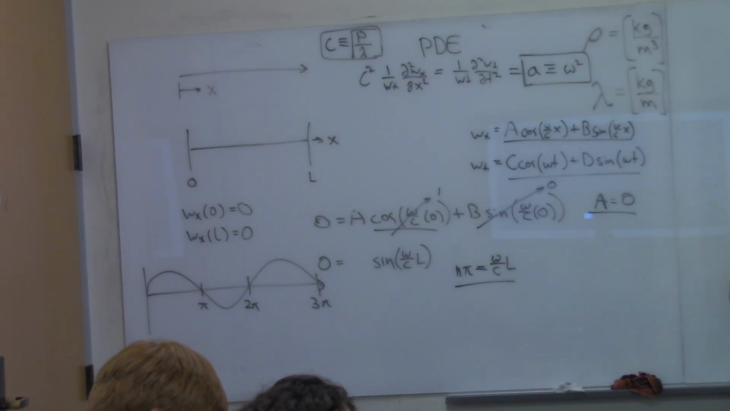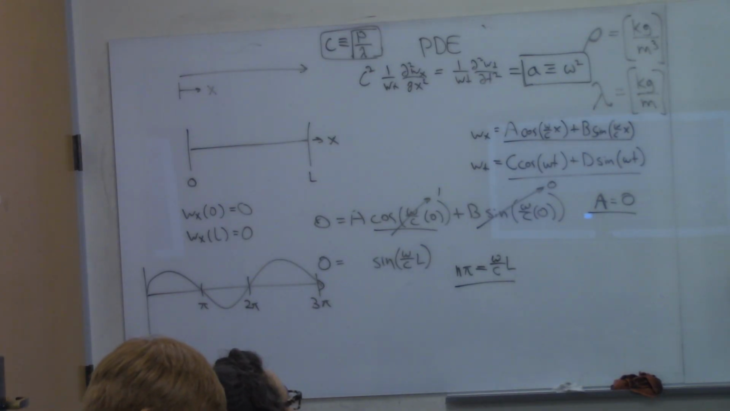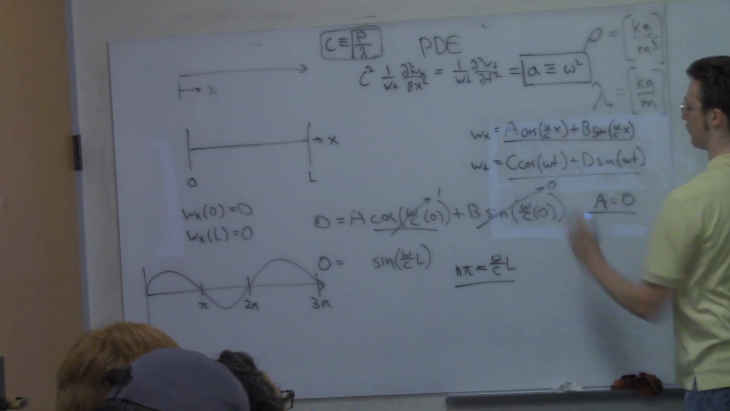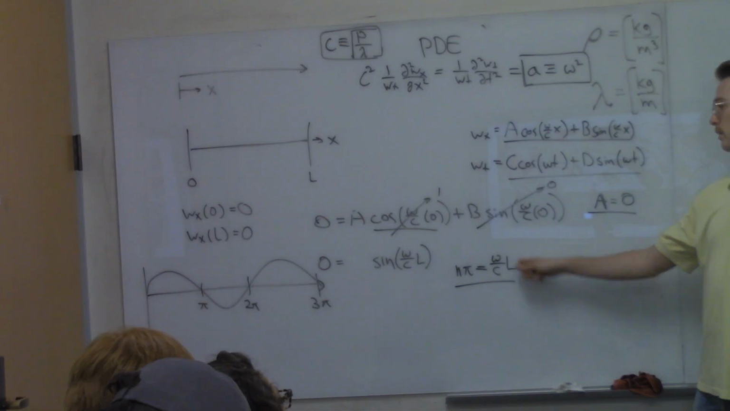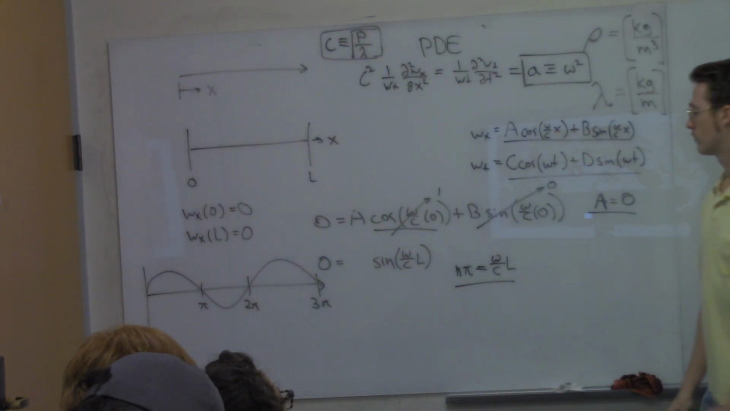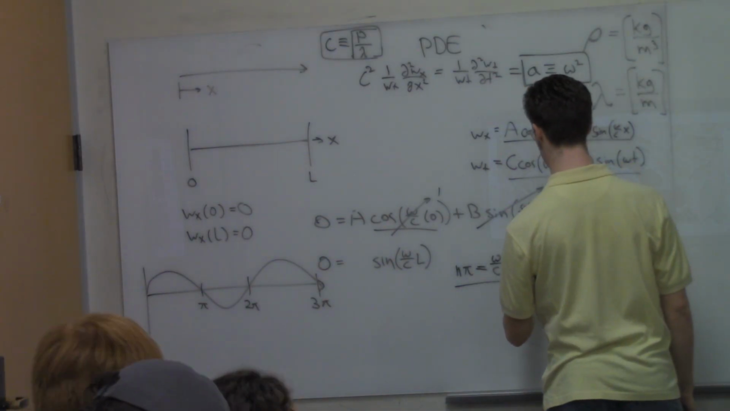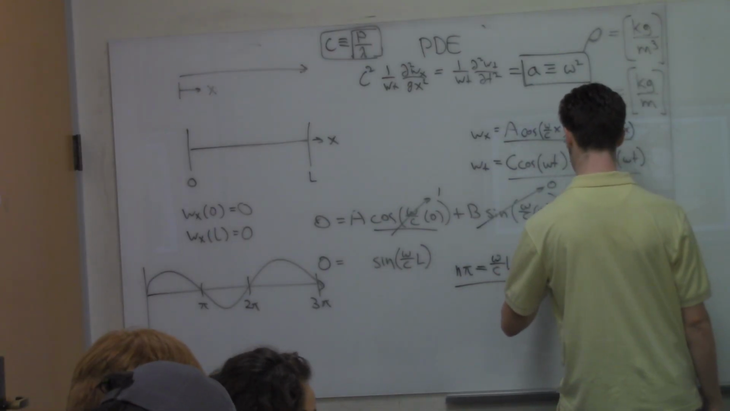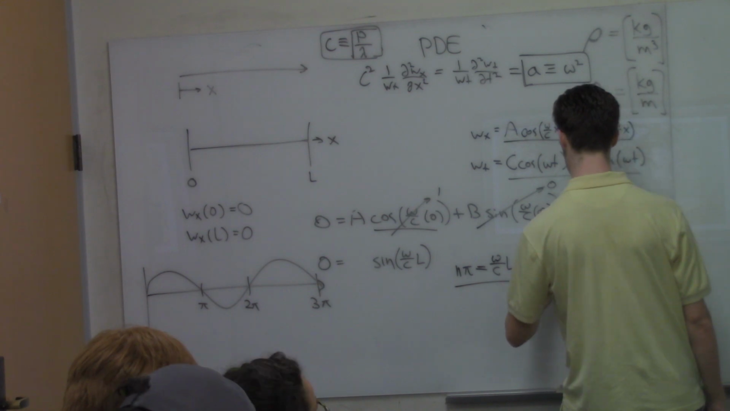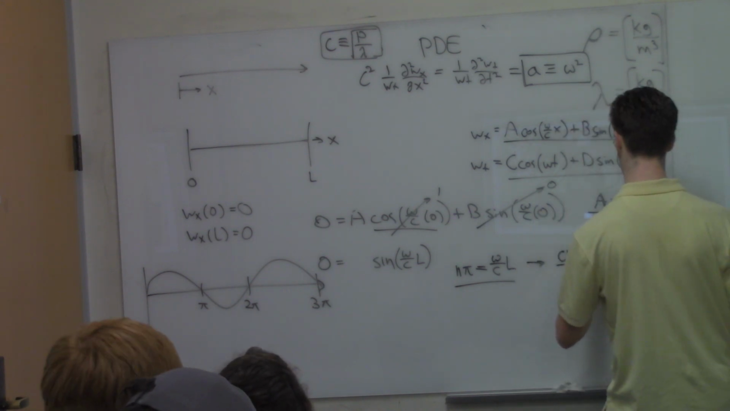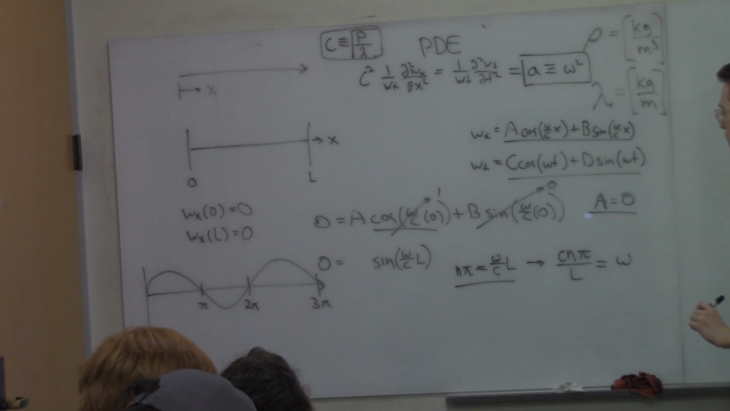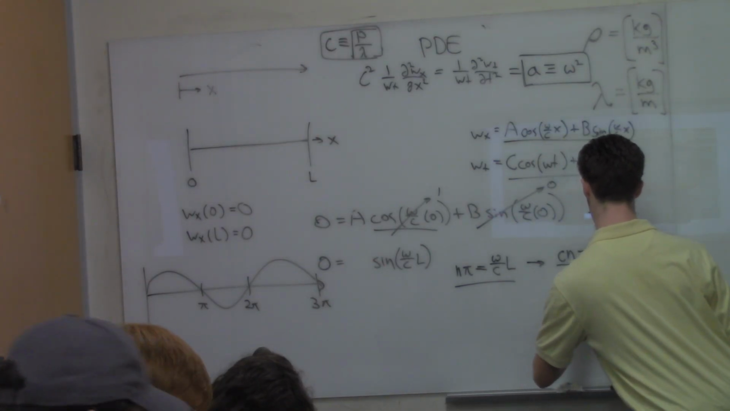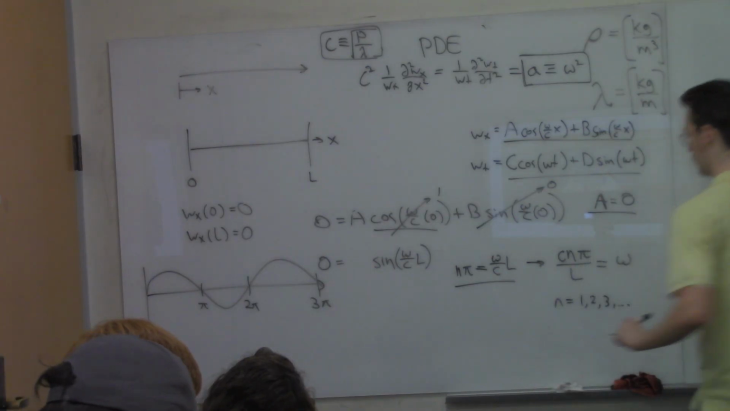So now we boil this whole thing down to just this expression. We don't need to even worry about the time part because we know it's going to oscillate, just like this. And now we don't even need to worry about this type of function. We've constrained it down to frequency. So if we rearrange this expression for frequency, we have C times N times pi divided by L is equal to omega, where N is equal to 1, 2, 3, all the way up to infinity.